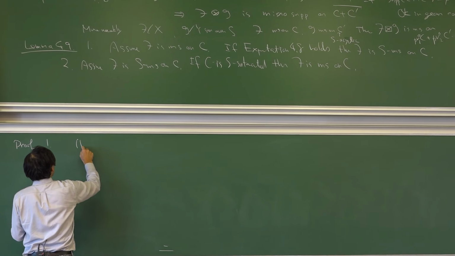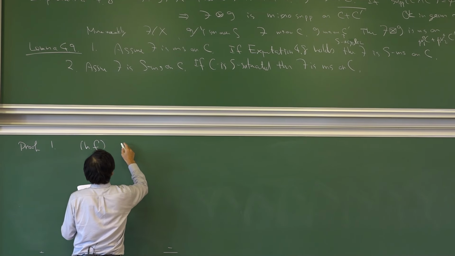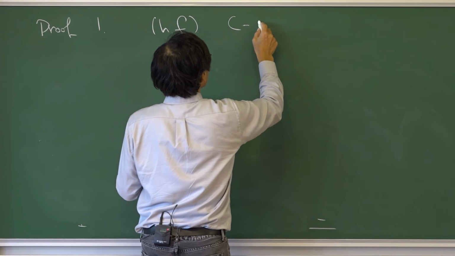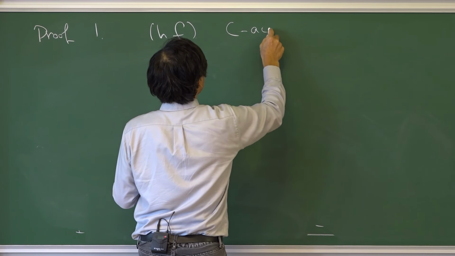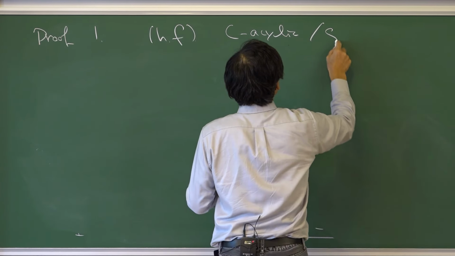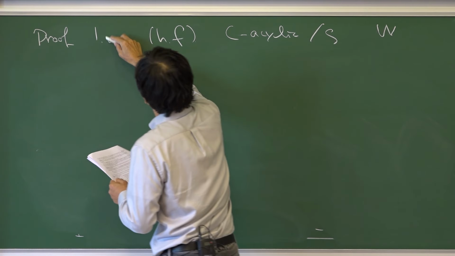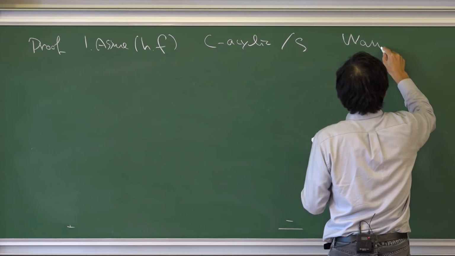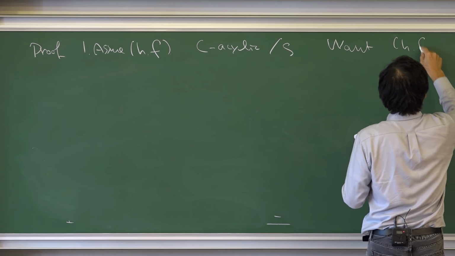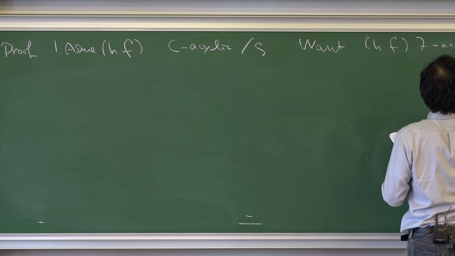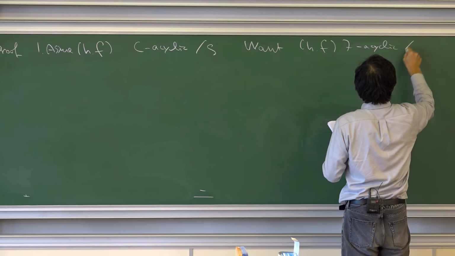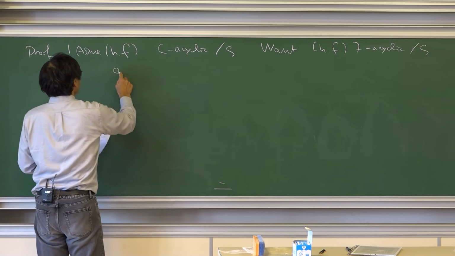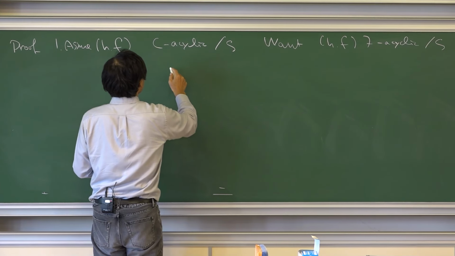So we need to test by H and F, which is C acyclic over S. And so assume, and we want to show that HF is F acyclic over S. Okay, so we take G on Y, which is S acyclic.